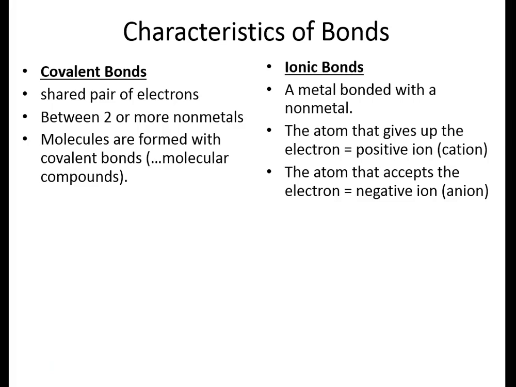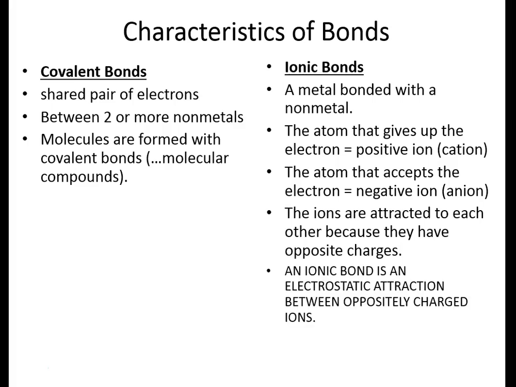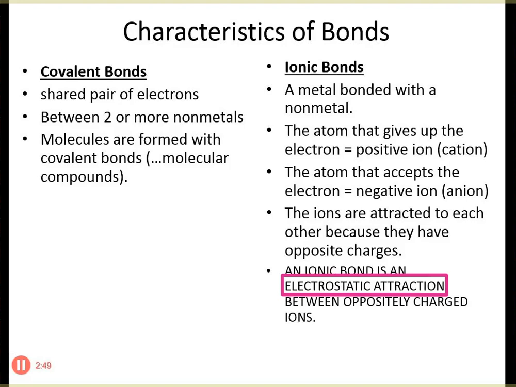One will give up electrons, the other will accept electrons, and ions are attracted because they are oppositely charged, and this attraction is called an electrostatic attraction. Electrostatic, it's a weak electrical charge that allows them to be attracted to each other, and that attraction is between the cation, which is positive, and the anion, which is negative.